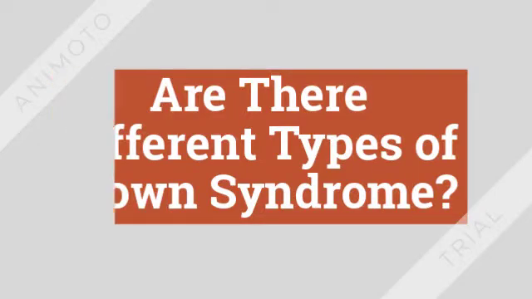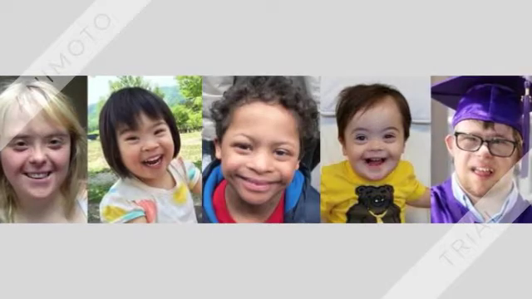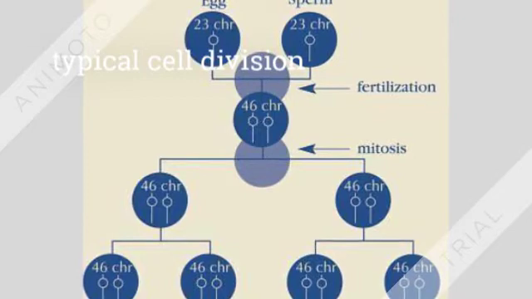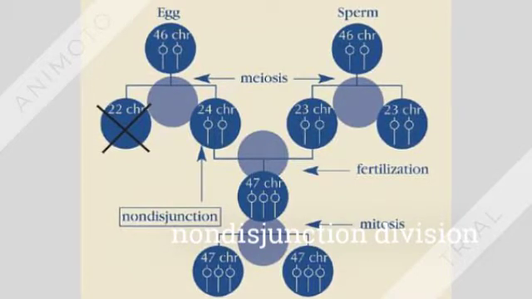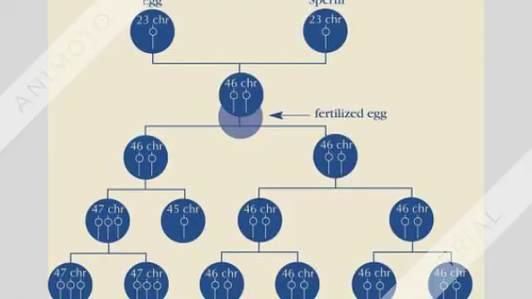Are there different types of Down syndrome? There are 3 types of Down syndrome: trisomy 21, translocation, and mosaicism. Down syndrome is caused usually by an error in cell division called non-disjunction. This part of the cell division results in an embryo with 3 copies of chromosome 21 instead of 2. Then, that extra chromosome is replicated in every cell in the body as the embryo matures. This type of Down syndrome is known as trisomy 21, which accounts for 95% of all Down syndrome cases.